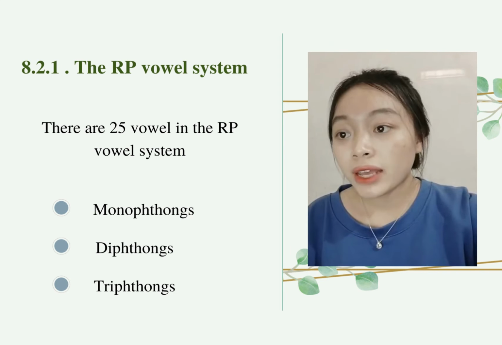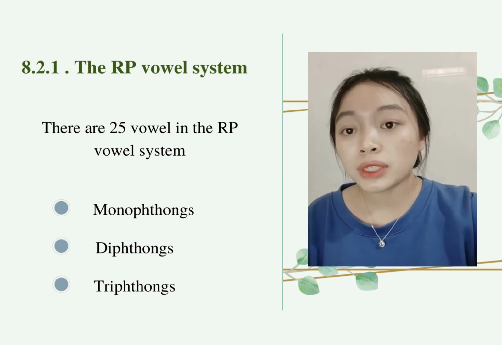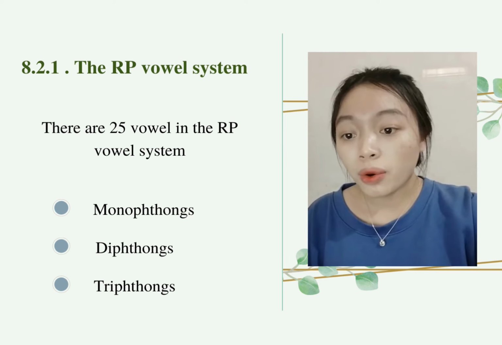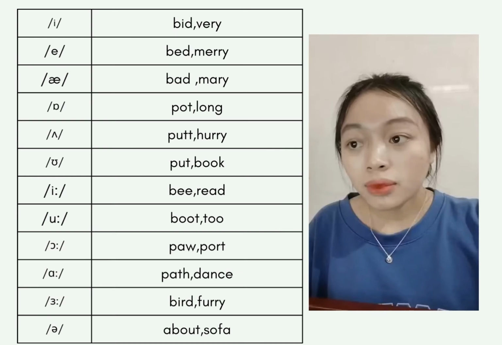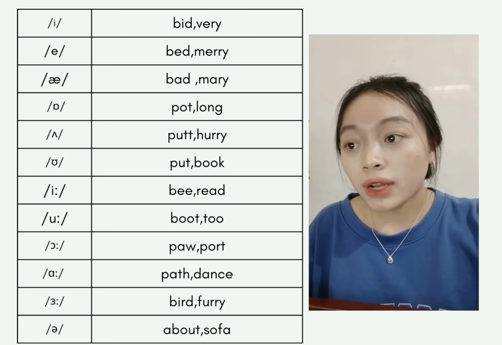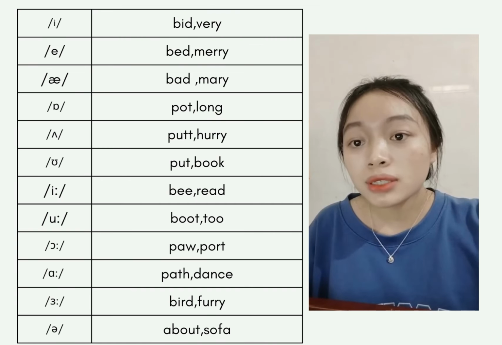RP is defined as a regionally neutral, middle-class accent of England. Regionally neutral means the speaker might be from Wales, London, Yorkshire, or anywhere. This accent is not from a particular place. There are 25 vowels in the RP vowel system: 12 monophthongs, 8 diphthongs, and 5 triphthongs, present in the table.